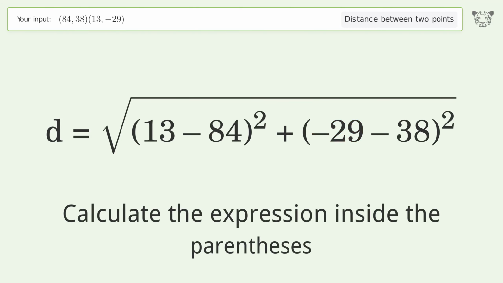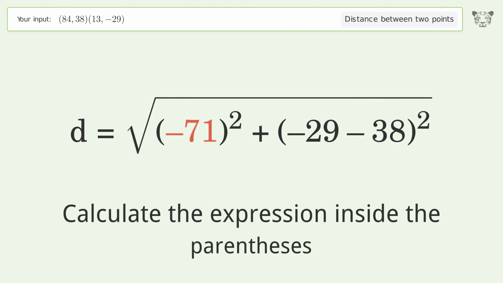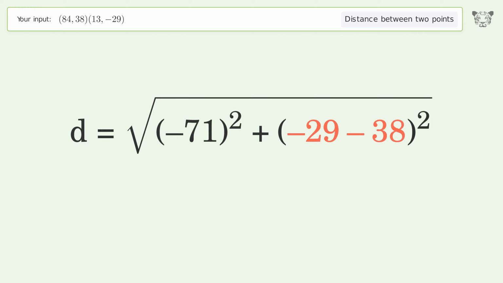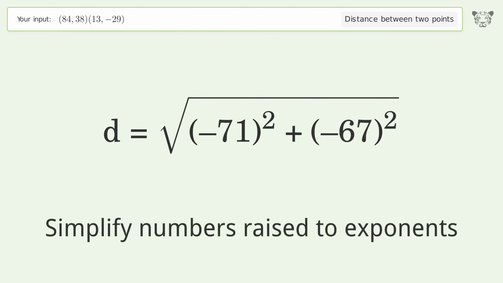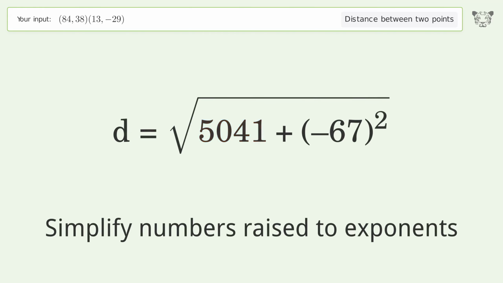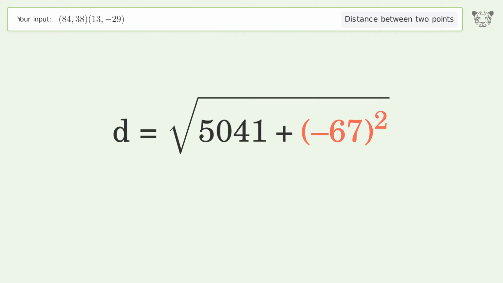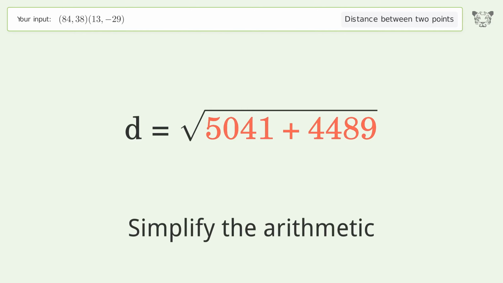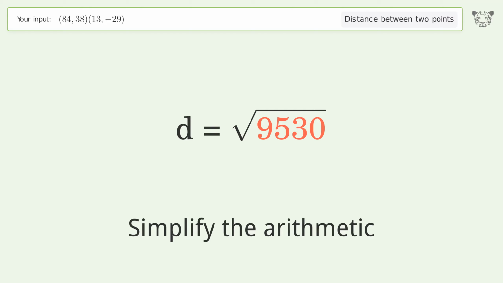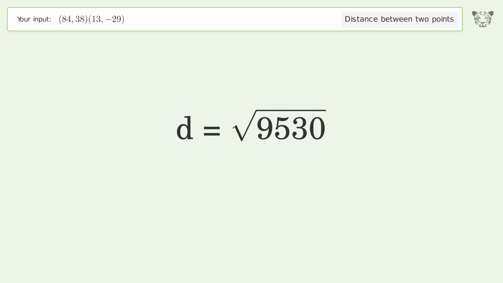Calculate the expression inside the parentheses. Simplify numbers raised to exponents. Simplify the arithmetic. And so the distance between the 2 points is the square root of 9,530, or 97.622.